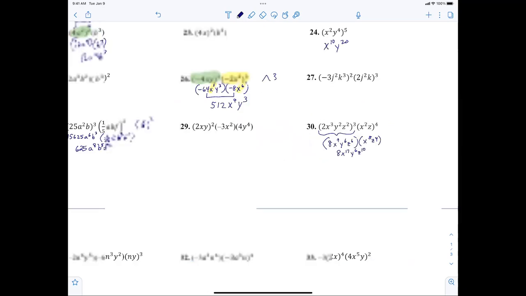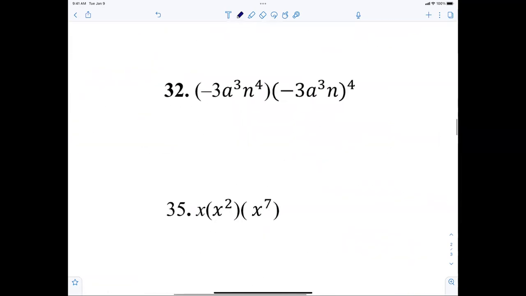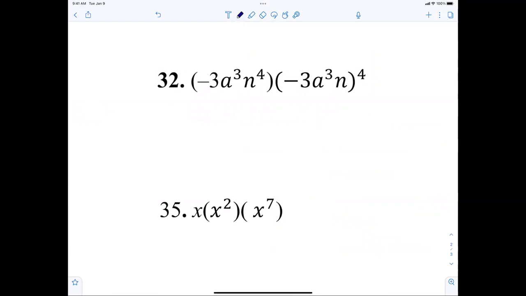All right, 32. Now, is there anything I can do to this one, Mr. Ward? No, because there's no exponent, so we're just going to leave it negative 3a cubed into the 4th. All right, now raise that one to the 4th power. What do I get?